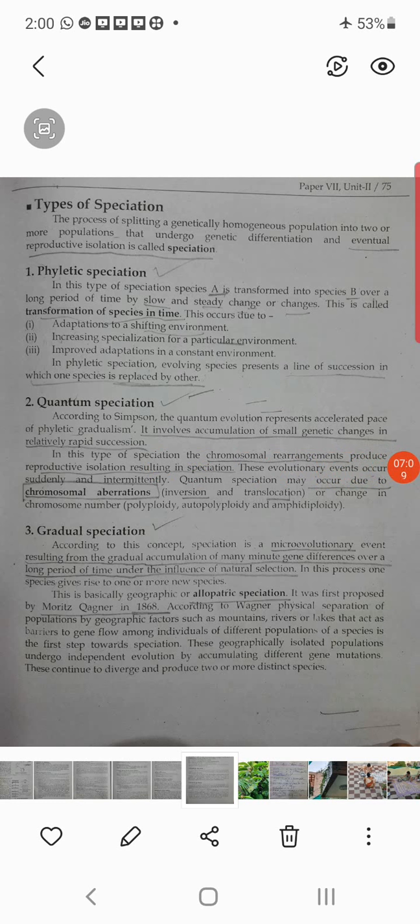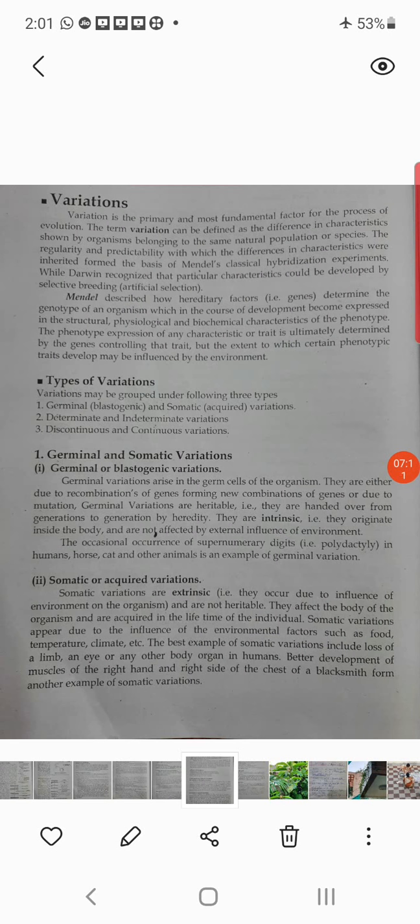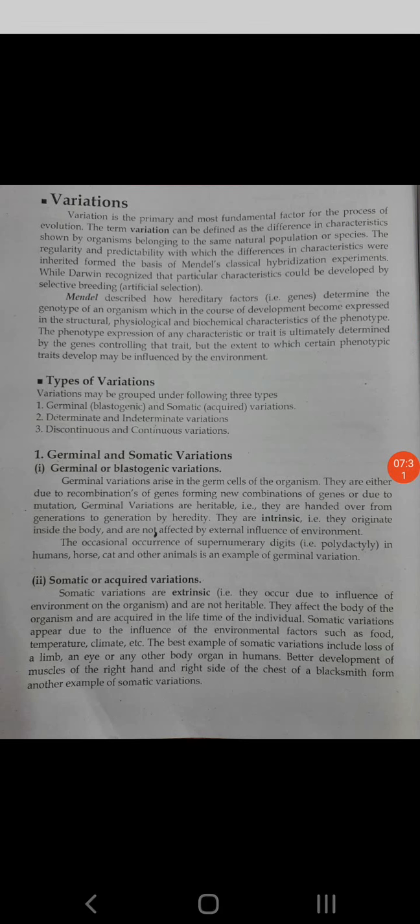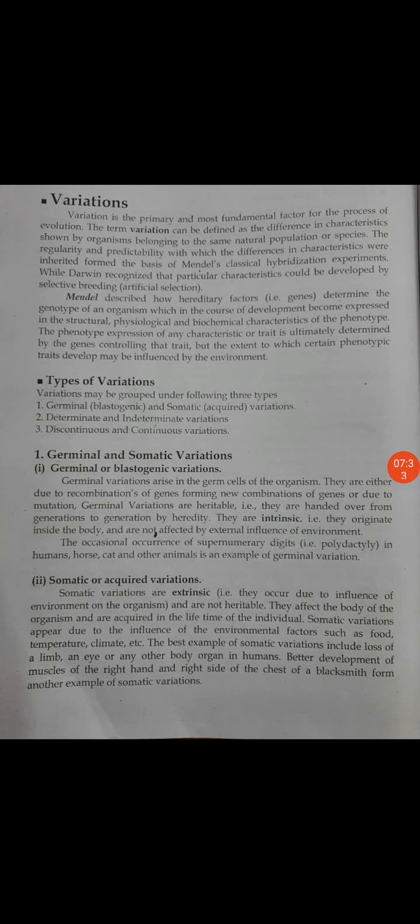And now we see variation. Variation means change. So variation is the primary and most fundamental factor for the process of evolution. So naturally, when variation is there, that means there is evolution. Variation can be defined as the differences in the characteristics shown by the organisms belonging to the same natural population or species. See, one species is formed and that species shows variation, that means there is evolution.